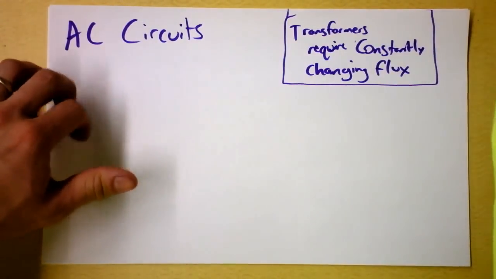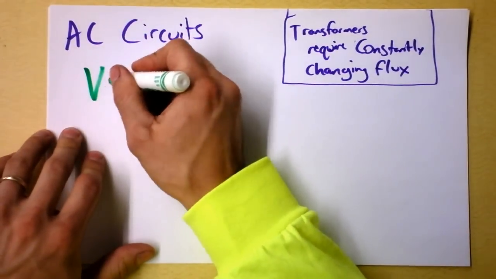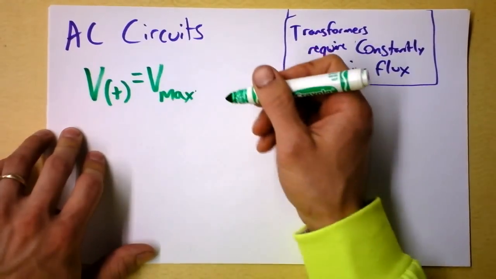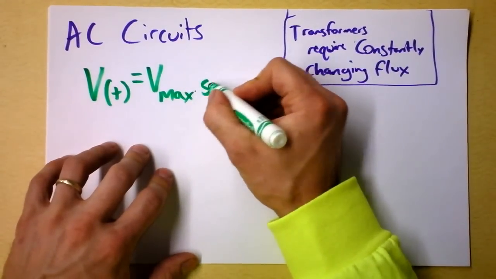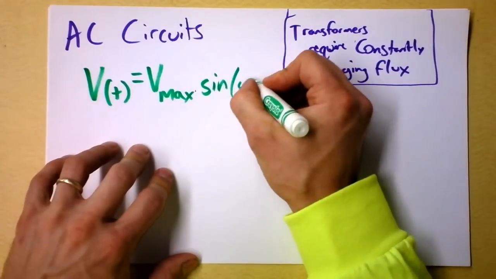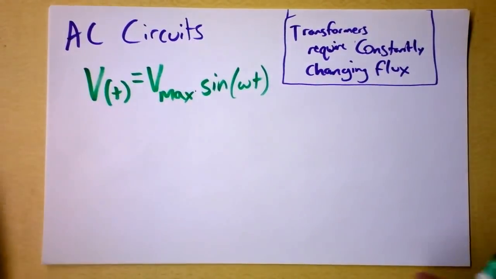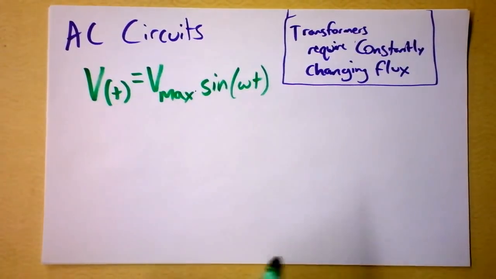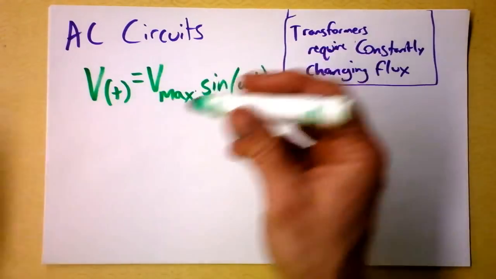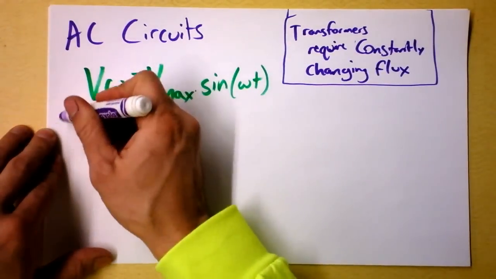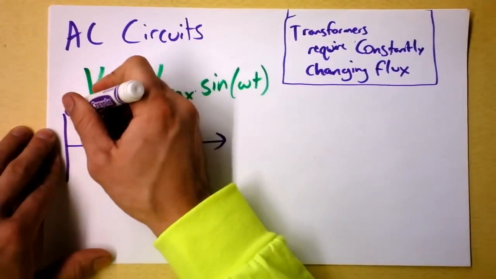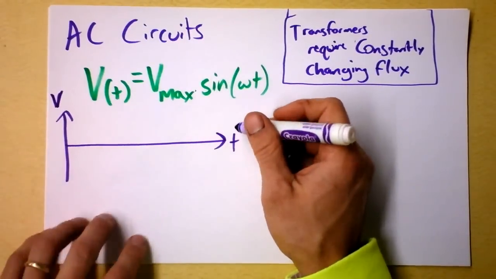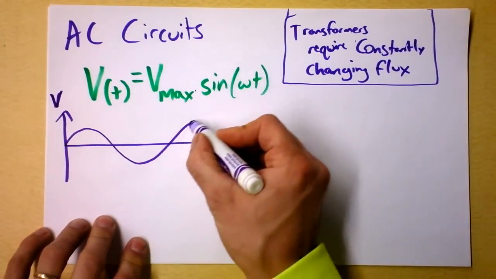We say that the voltage as a function of time is the maximum voltage, Vmax. I don't care what it is, but it's going to be multiplied by a sine function. And it's, of course, going to be the sine of omega times t. That's going to be in radians per second, so be careful. We're going to be taking the sine of something in radians. And that gives us a graph of voltage versus time, and it's going to start out here and go like that.